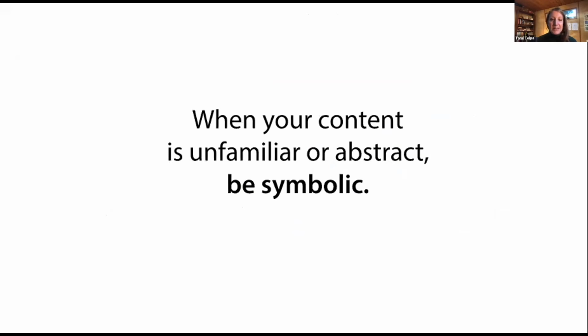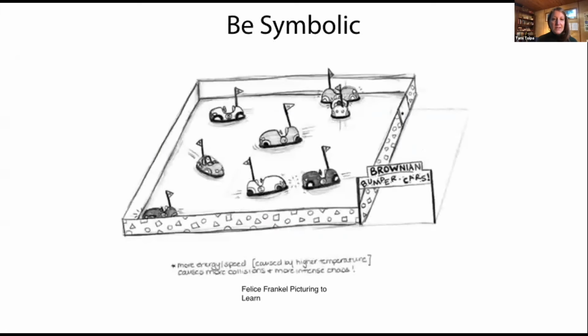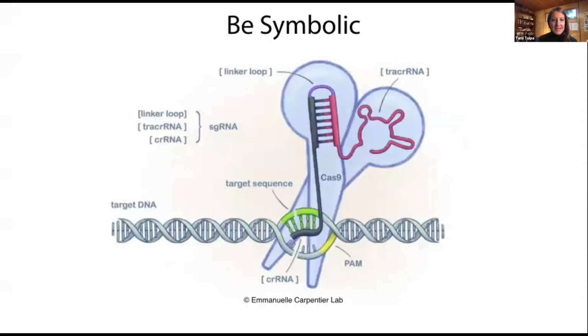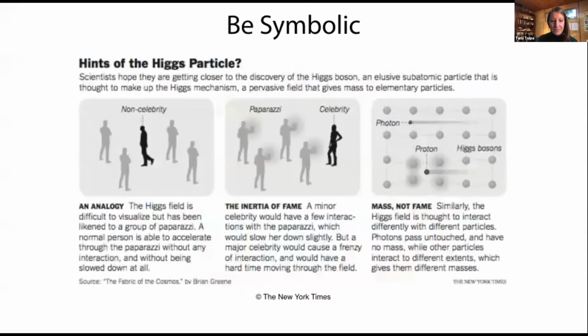So our third S is be symbolic. When your content is very unfamiliar to your audience or abstract, such as when a new concept is being introduced, you can let go of literalism and be symbolic. So since these are so fun, I just want to show a few more. This one is Brownian motion described as bumper cars. This one is CRISPR shown as DNA scissors. This one is the Higgs boson particle explained in terms of levels of celebrity.